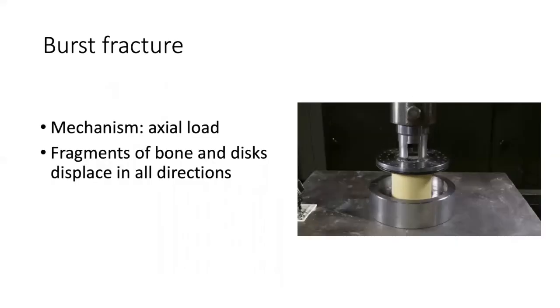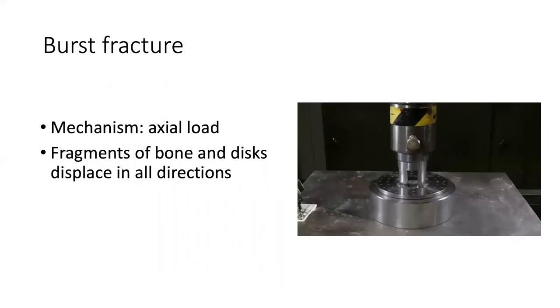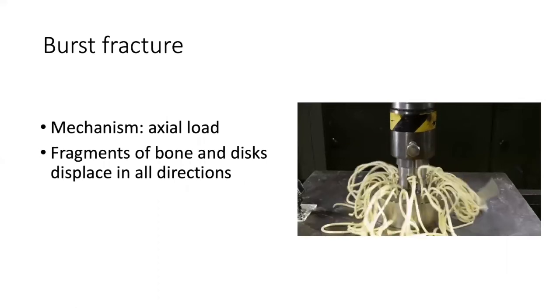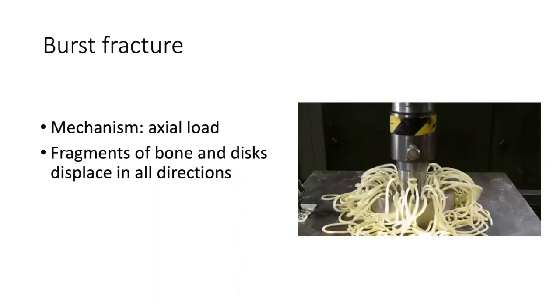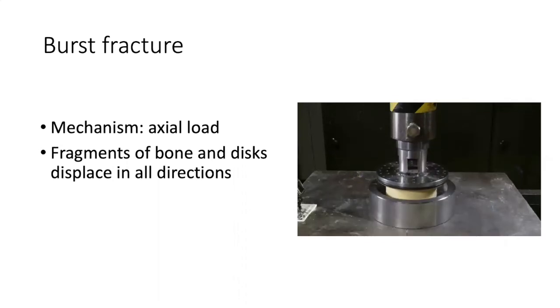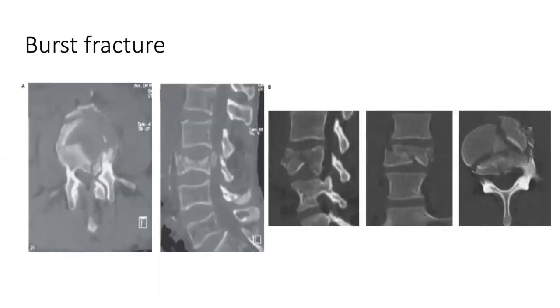I think this is the last one. We also have burst fracture. The mechanism for this one is also axial load, so from top to bottom, and it's essentially complete squashing of the bone and disc, and it just displaces in all directions. For this one, the spinal cord might be injured if the fragments go into the spinal canal and affect the spinal cord in some way. And this is how you see it. Basically, like you sandwich it out.